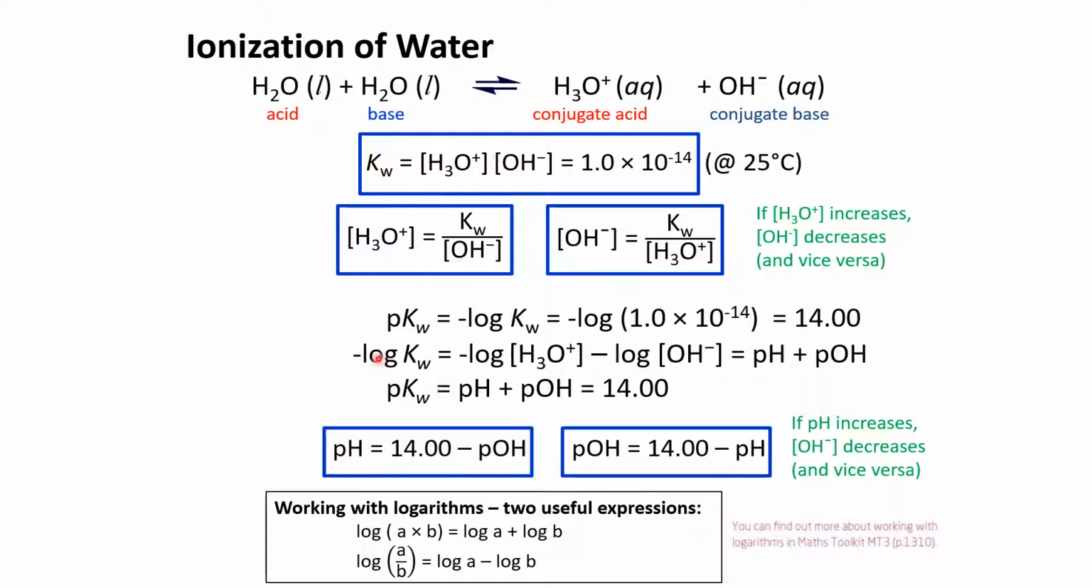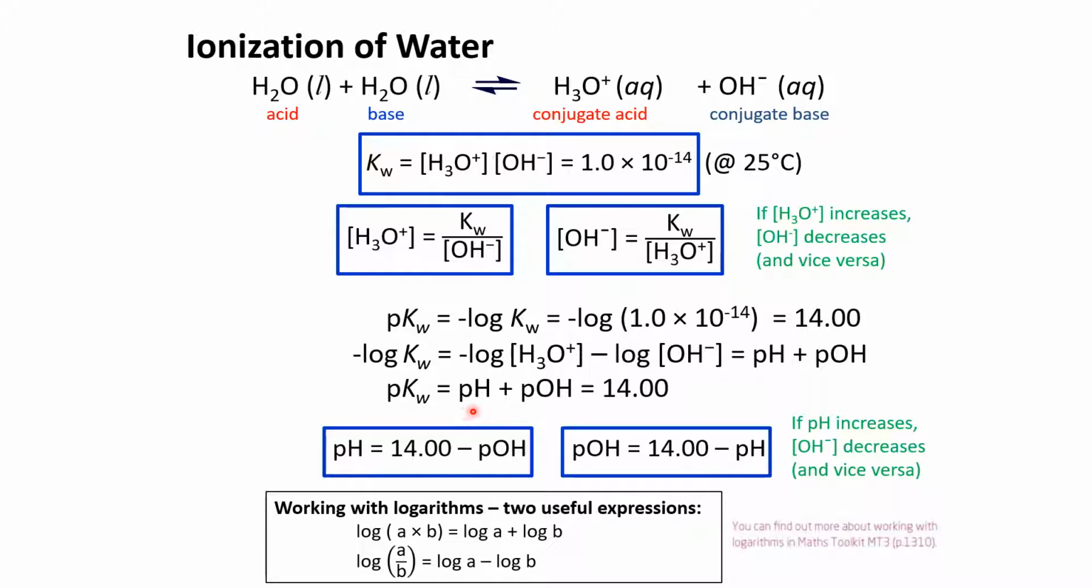You might be familiar with this. This is just a term for the pKw. Remember, p just means negative log. This is the pH, and this is the pOH. Because the negative log of 1 times 10 to the negative 14 is 14.00, we get this expression: pKw equals pH plus pOH equals 14.00.